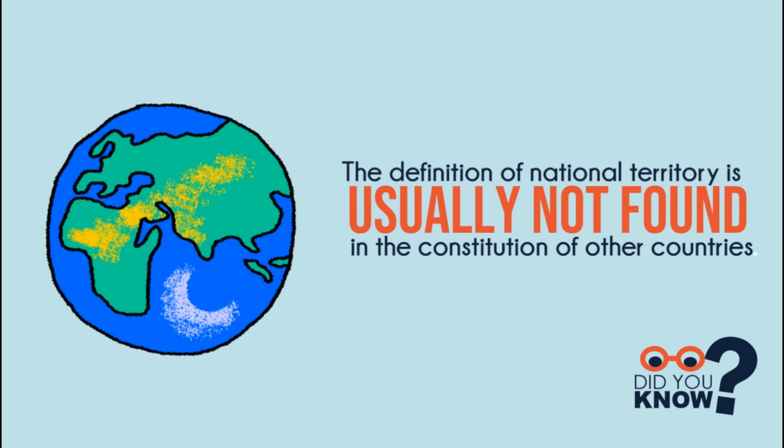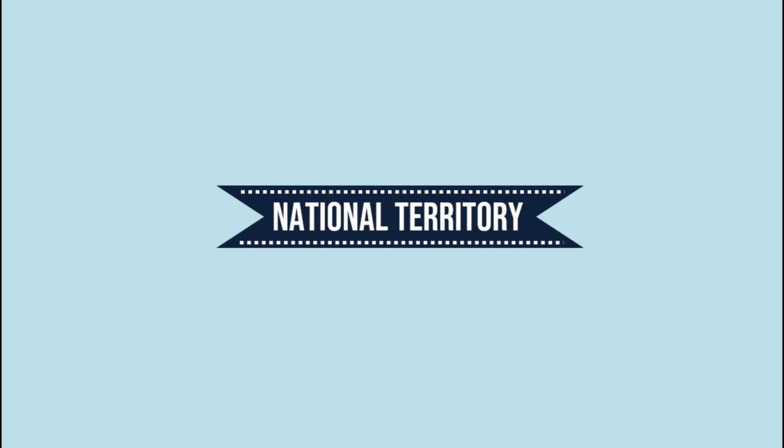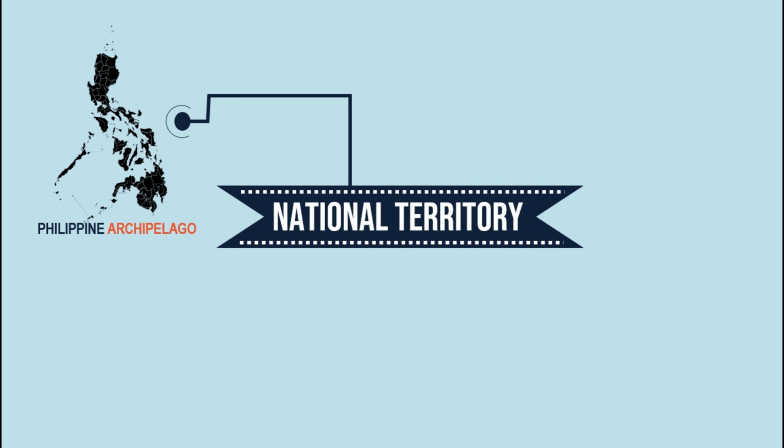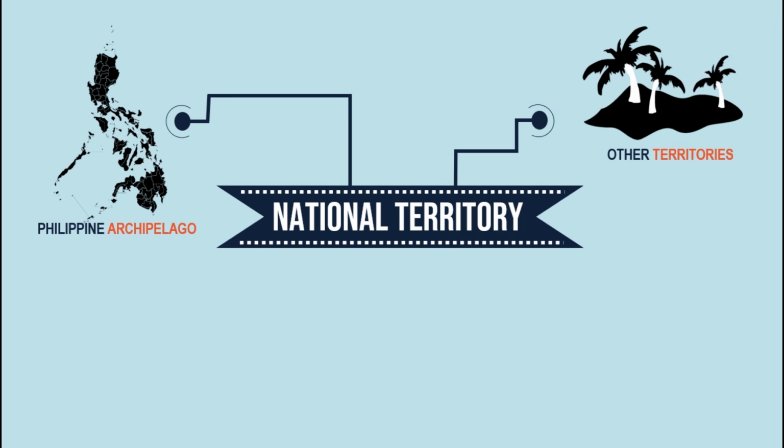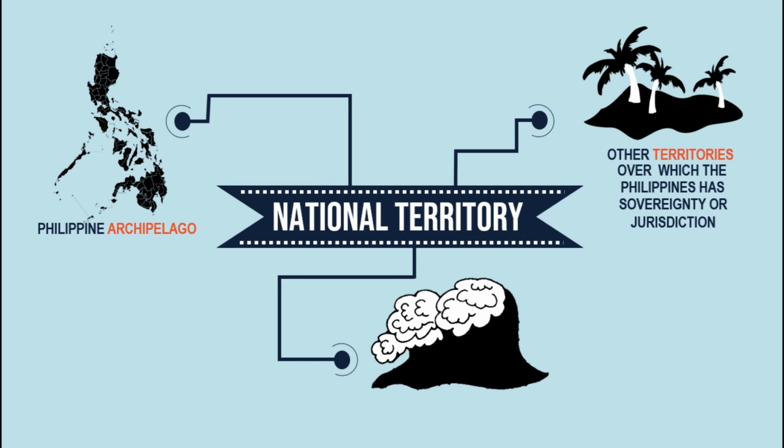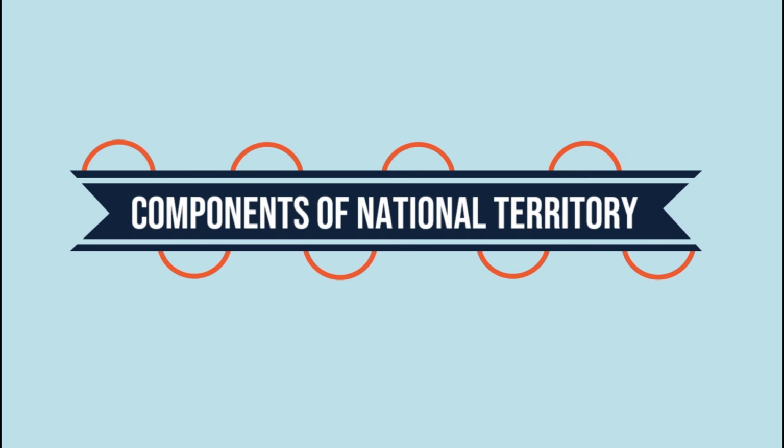Now let's discuss the national territory. It comprises of the following. First, the Philippine Archipelago. Second, all other territories over which the Philippines has sovereignty or jurisdiction. This includes any territory that presently belongs or might in the future belong to the Philippines. And last are the internal waters. To better understand this part, let's break it down, starting from the three components of the national territory.